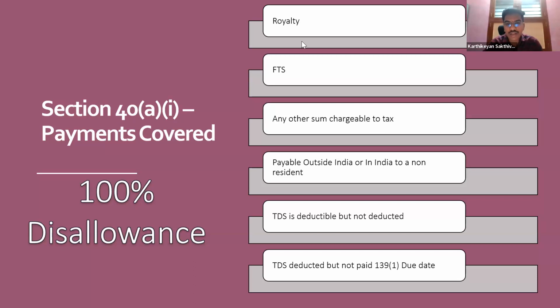So either I should not have deducted TDS, or after deducting the TDS, I should not have paid within the 139(1) due date. So either I have not deducted TDS, or I have deducted TDS but not paid by the 139(1) due date. The 139(1) due date is the actual due date for filing the return of income. Okay, the original return of income.